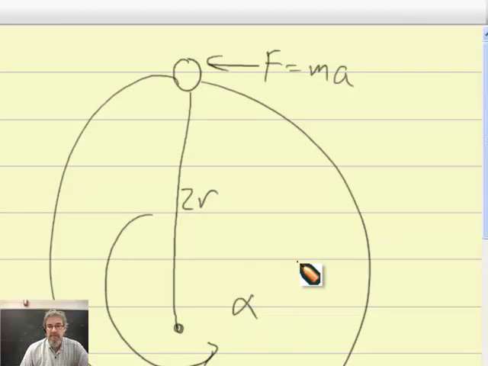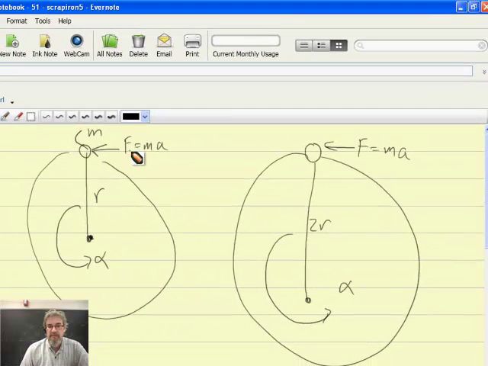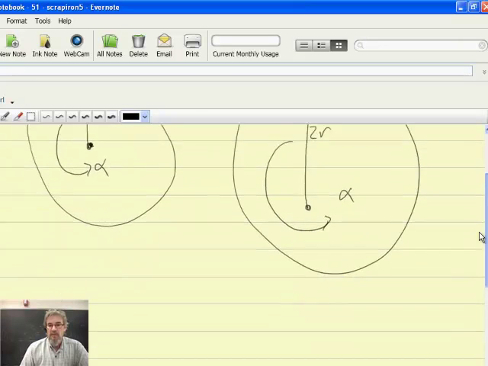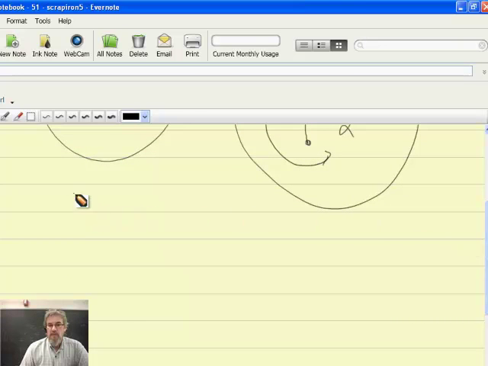So let's call this F1, and let's call this A1, and let's call this F2, and let's call this A2. The masses are the same. It's the same object, m. Well, let's think about what's happening here in terms of the symbols and the things that we know.